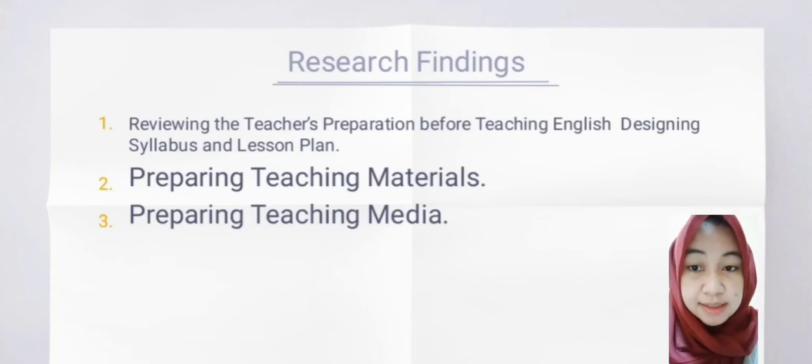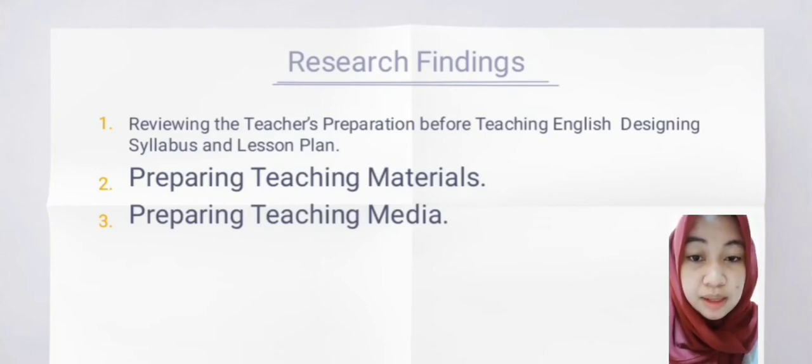The second is preparing teaching materials. The teacher adopts teaching material from the KTSP curriculum. Teaching materials sourced were textbooks: Active English, a fun and easy English book for grades 1 to 3, and Basic English Skill, English activities for elementary school for grades 4 to 6.